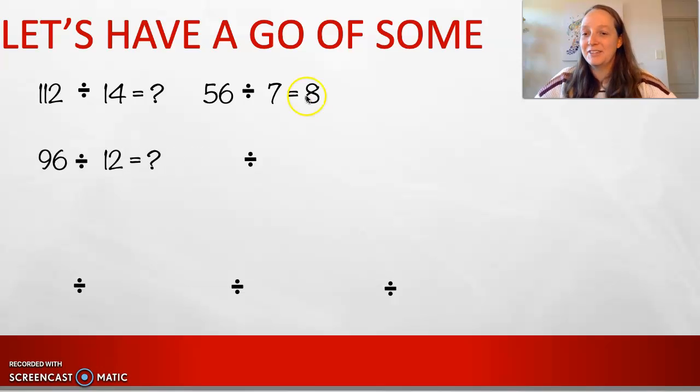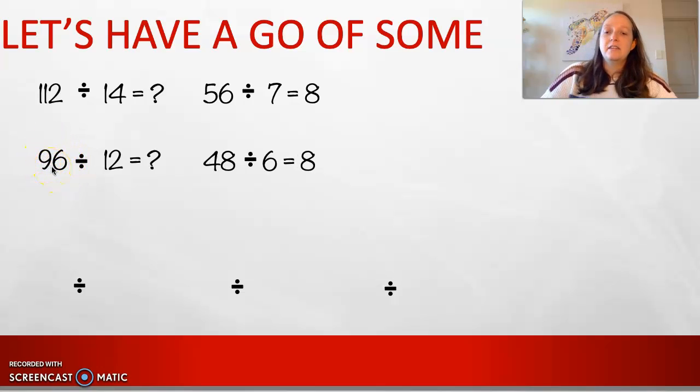All right, the next question, 96 divided by 12. Again, we can use halving because these are both even numbers. So having a look here, let's halve the 90 first, which would give us 45, and halve the 6, that would give us 3. So we know that we've got 45 plus 3, which is 48. And the 12 here, half of 12 is 6. So we can divide 48 by 6, giving us 8.